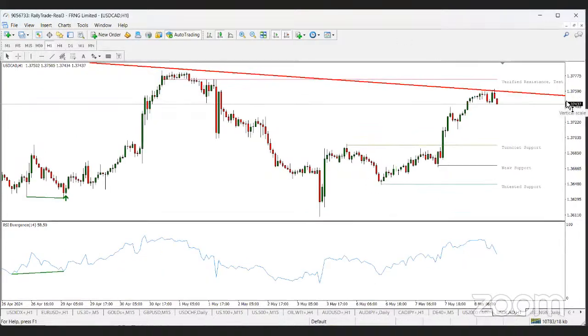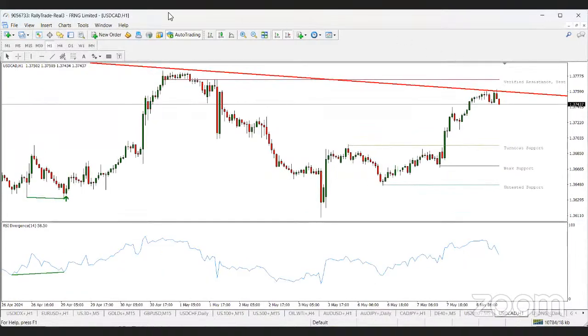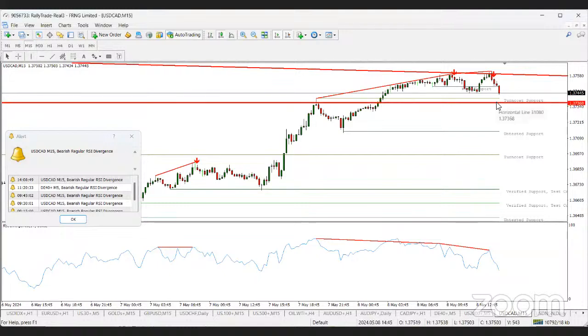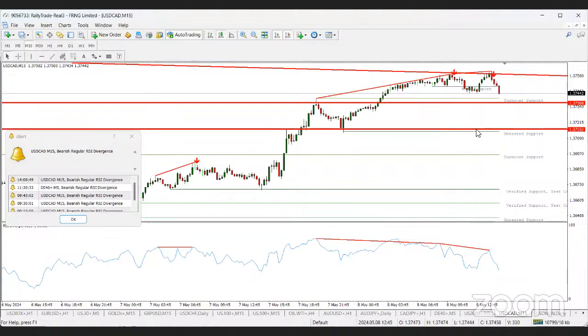So what we are looking out for now is candlestick patterns and all the like, and I might get that on 15 minutes. Good. On 15 minutes, we even have a bearish divergence. So easily, what I would do on USD CAD is just look out for a sell from 1.37368. From 1.37368, I look out for at least 20 pips of profit.